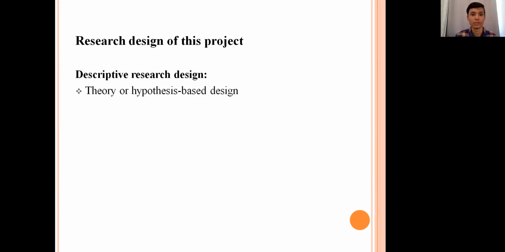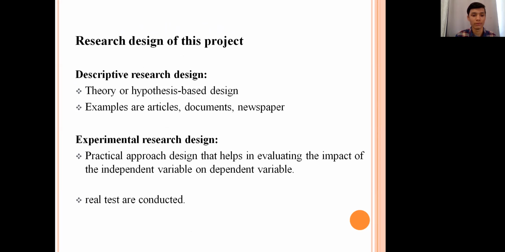Moving on to the research design of this project, there are mainly two types: descriptive research design and experimental research design. Descriptive research design is a theory or hypothesis-based design. Some examples are articles, newspapers, and documents. Experimental research design is a practical approach that helps in evaluating the impact of an independent variable on a dependent variable. These are real tests conducted. Most research papers are based on experimental research design, probably 80%.